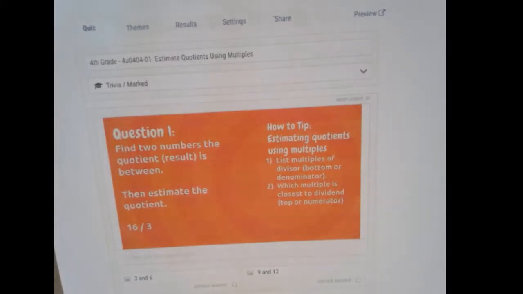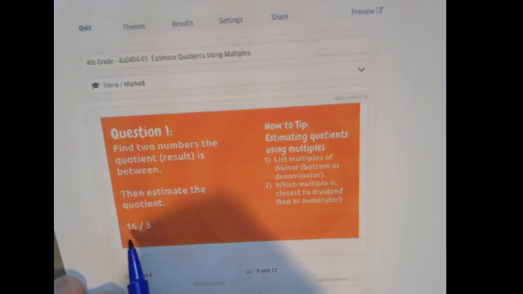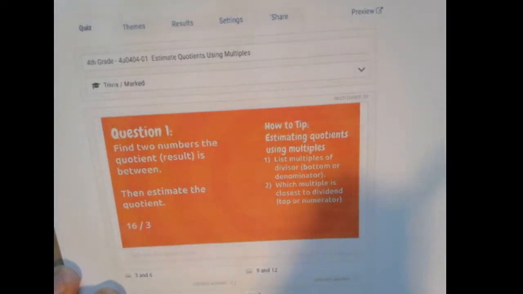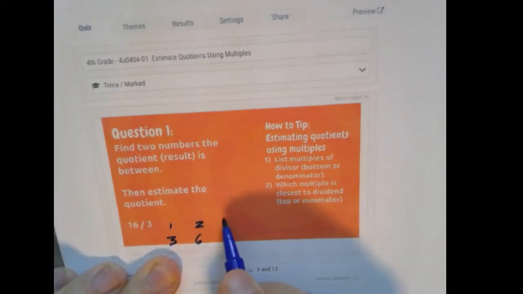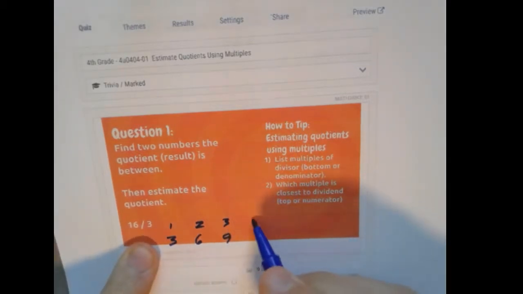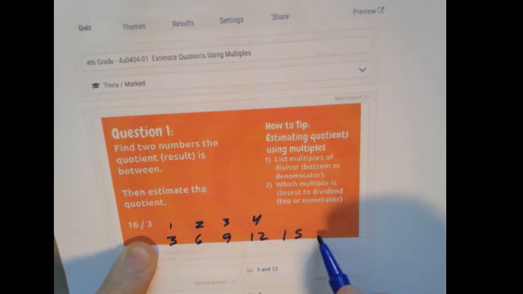Okay, so the idea here is that, rather than going directly to 16 divided by 3, we're going to try to figure this out by using multiples. So what we're going to do is 1 times 3 is 3, 2 times 3 is 6, 3 times 3 is 9, 4 times 3 is 12, 15, 18, and so on, okay?